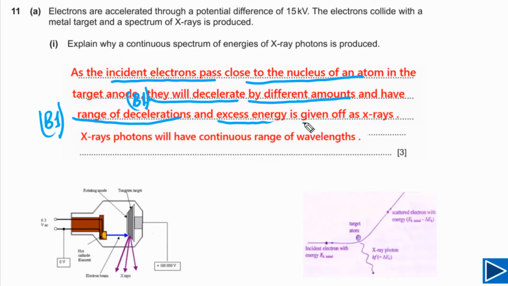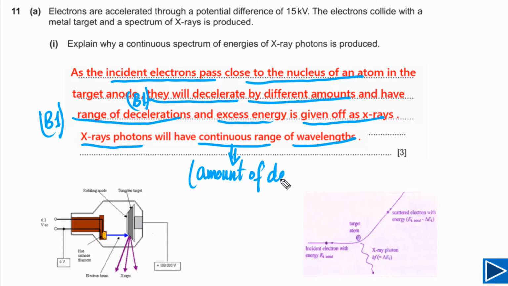Excess energy is given off as X-rays. So X-ray photons will have a continuous range of wavelengths. And this continuous range depends on the amount of deceleration. So if you write down the amount of deceleration, you will get the third B mark. So this is how marks will be awarded for this part.